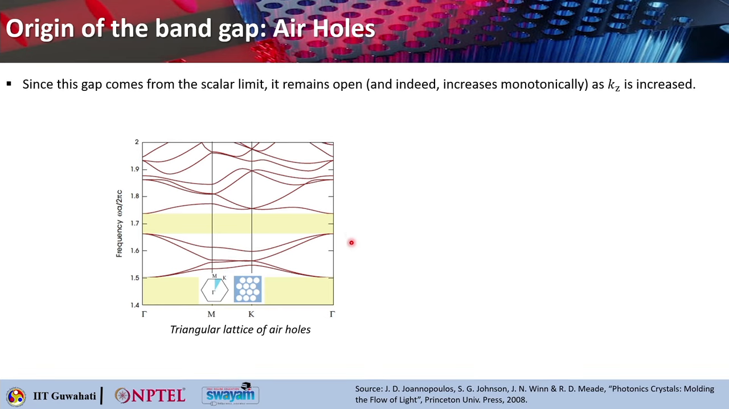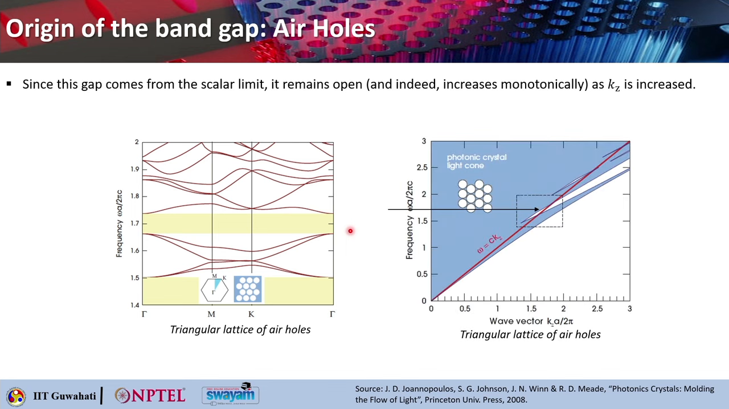Since this gap comes from the scalar limit, it remains open, and indeed it increases monotonically as kz is increased. Here you can see that particular feature, that this gap increases monotonically with kz. This is basically the omega-k relationship, or dispersion relationship, for the triangular lattice of air holes, and this is particularly the vectorial band diagram at a particular value of k, mainly showing you the different directions.